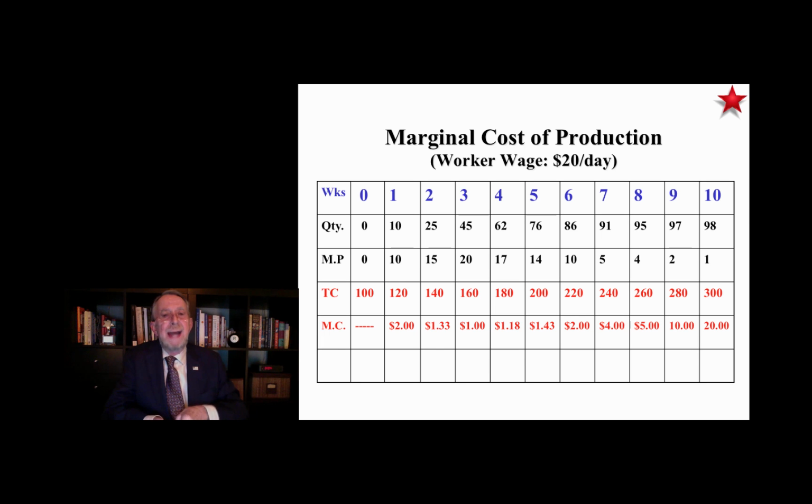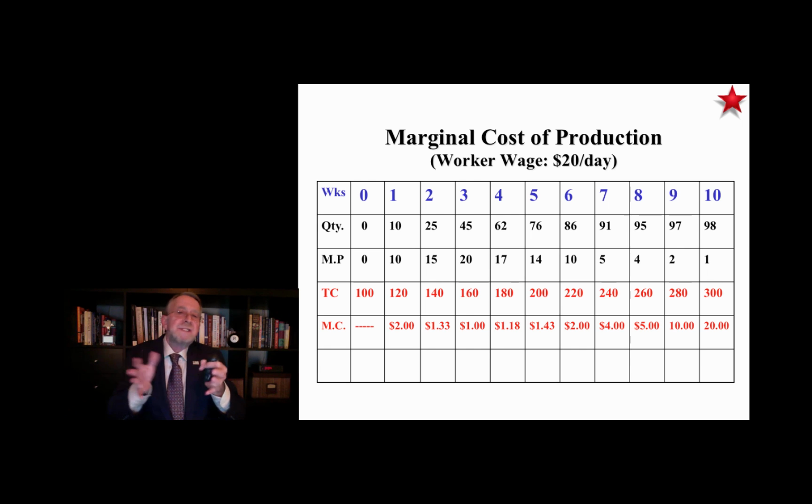Marginal cost after the third worker, 17 additional units, marginal cost $1.18, and then 14 additional units, marginal cost $1.43, and then $2, and then $4 as marginal product is declining, $5, $10, and the last unit I add $20 to total cost and I only get one additional unit. So that unit costs me 20 additional dollars, marginal cost of 20.